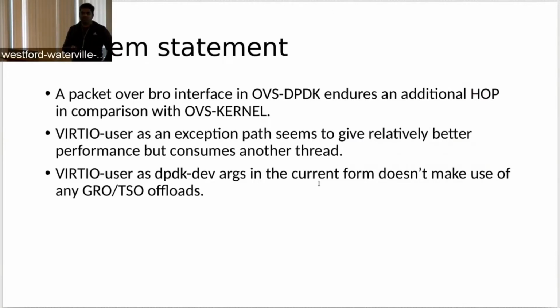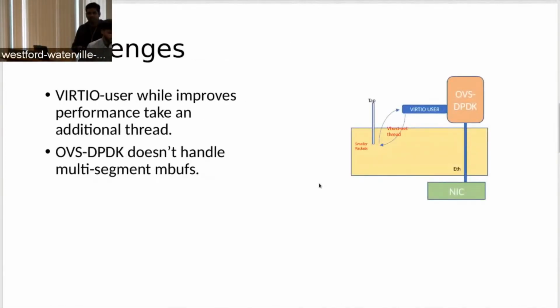The most natural thought process was, hey, why not we try virtio-user as an exception path and see how the performance improves. The virtio-user as an exception path could be added as a DPDK dev args, but when we added it as a plain old DPDK dev args, we understood that the packets it was moving were not coalesced. There were small packets moving over the vSwitch thread, and because of that, the vSwitch thread was predominantly at 100% CPU, and the application was also suffering in performance.